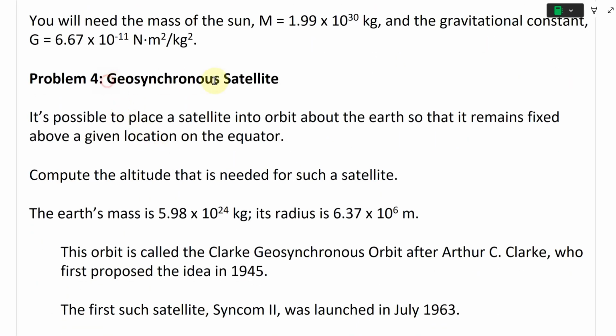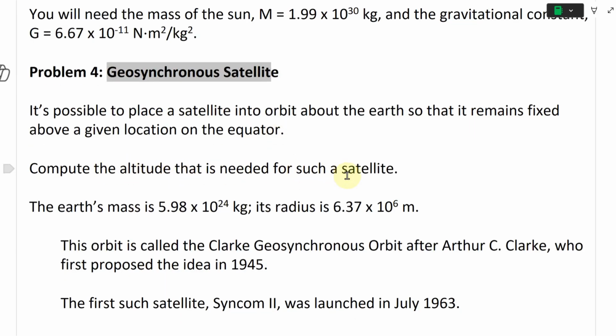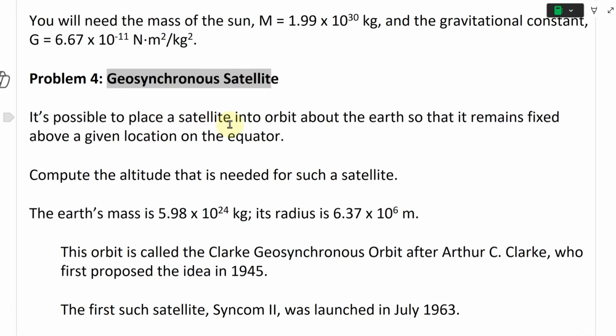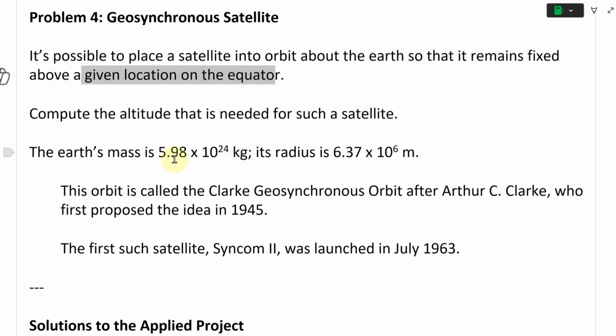Again, this one's a fascinating problem. A geosynchronous satellite. It's possible to place a satellite into orbit about the Earth so that it remains fixed above a given location on the equator, and we're asked to compute the altitude that is needed for such a satellite. So it's going to be placed in orbit and remain fixed above a location on the equator. It's always going to be the same distance, and we're asked to compute that distance. The Earth's mass is 5.98 times 10 to the power of 24 kilograms. Its radius is 6.37 times 10 to the 6 meters.